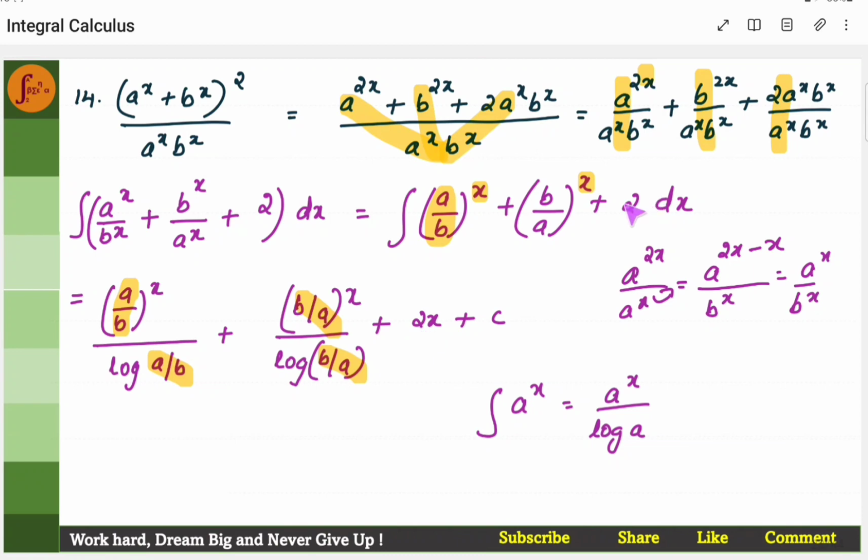And here, integral of 2 dx. You can take 2 outside, right? 2 is outside, and integral of dx. Like I told earlier, if there's nothing, you assume that there is 1. And integral of 1 is x. So it'll be 2 into x plus c.